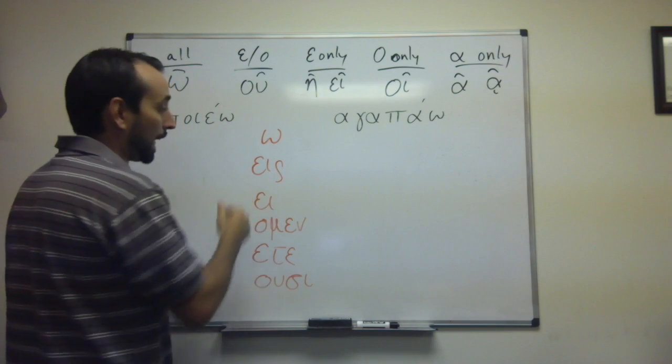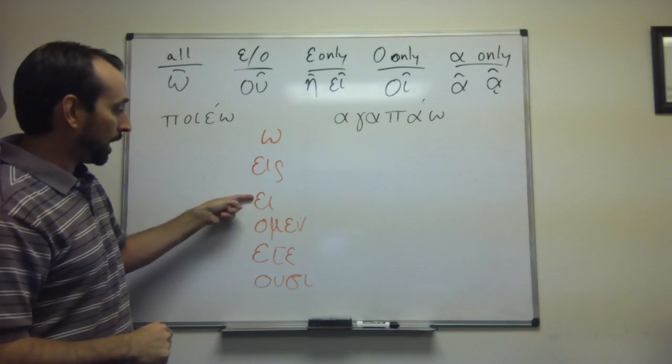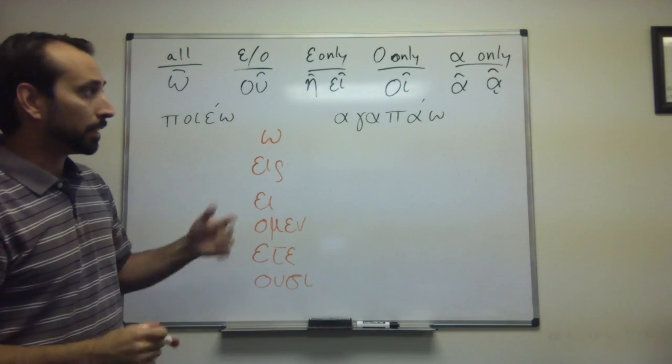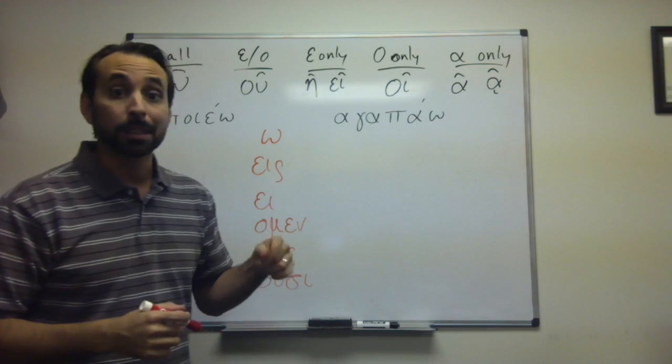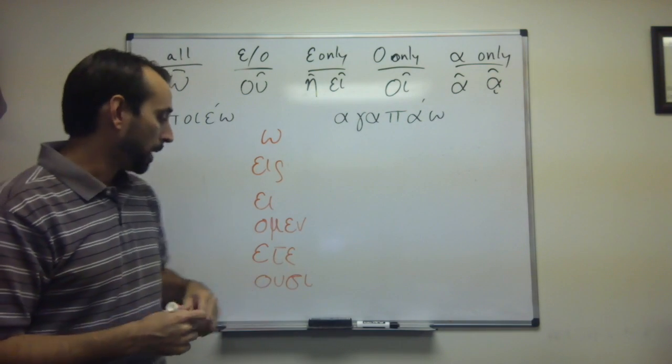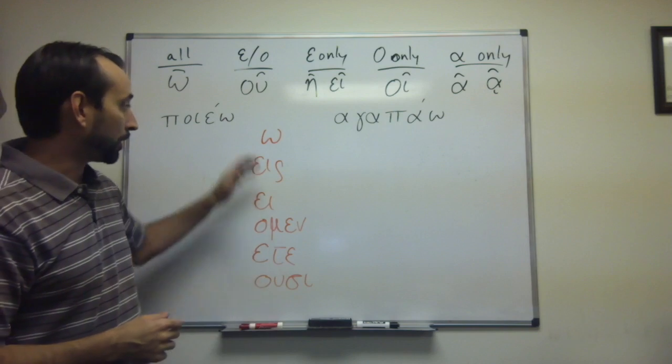Remember these? These are the active endings: O, eis, ei, omen, ete, ousi. And then the others will be omai, ei, etai, ometha, esthe, ontai. Those are the middle passive endings.